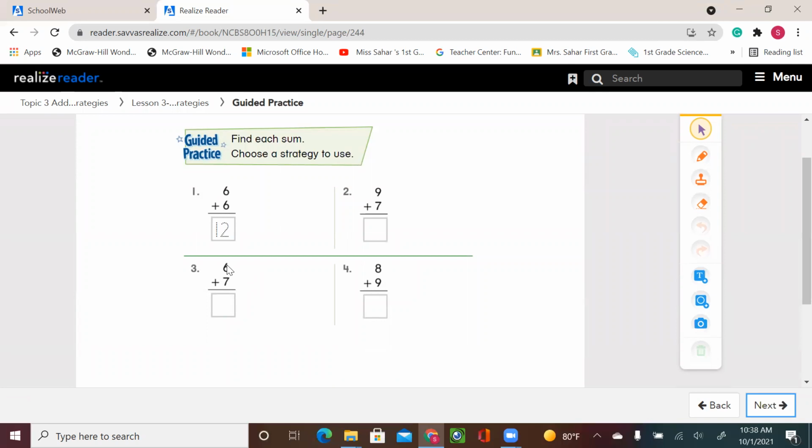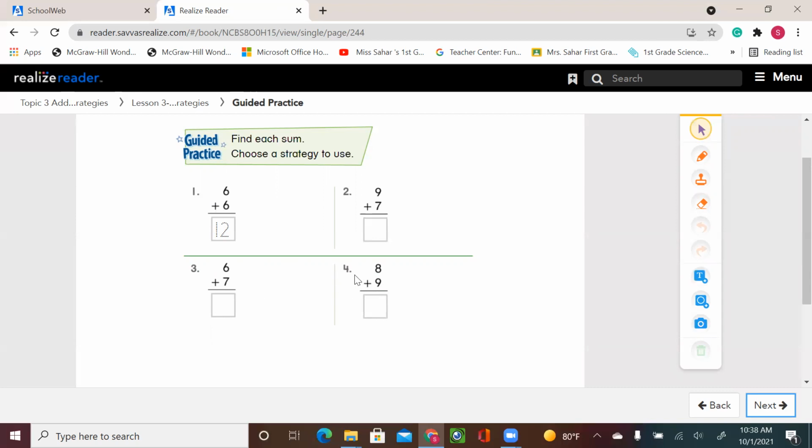Number 3, 6 plus 7. To me, this looks like a near double. So I can have 6 plus 6, as you see up here. I know 6 plus 6 is 12, and 7 is 1 more than 6. So I'm going to add 1 counter for my 2 towers. If you needed help, you can go back to the previous video and see that. And it's going to be a near double. So 6 plus 7 equals 13.